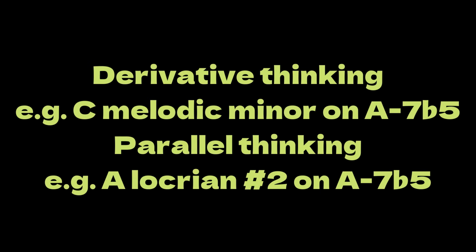And on page 62, he talks about the difference between parallel and derivative thinking. And just to cut it really short, derivative thinking is when we're doing this conversion thing. So A minor 7 flat 5 becomes C minor 6th. And parallel is when you just say it's an A minor 7 flat 5. So most people learn one way or the other, I think. I think a lot of people learn the parallel way.